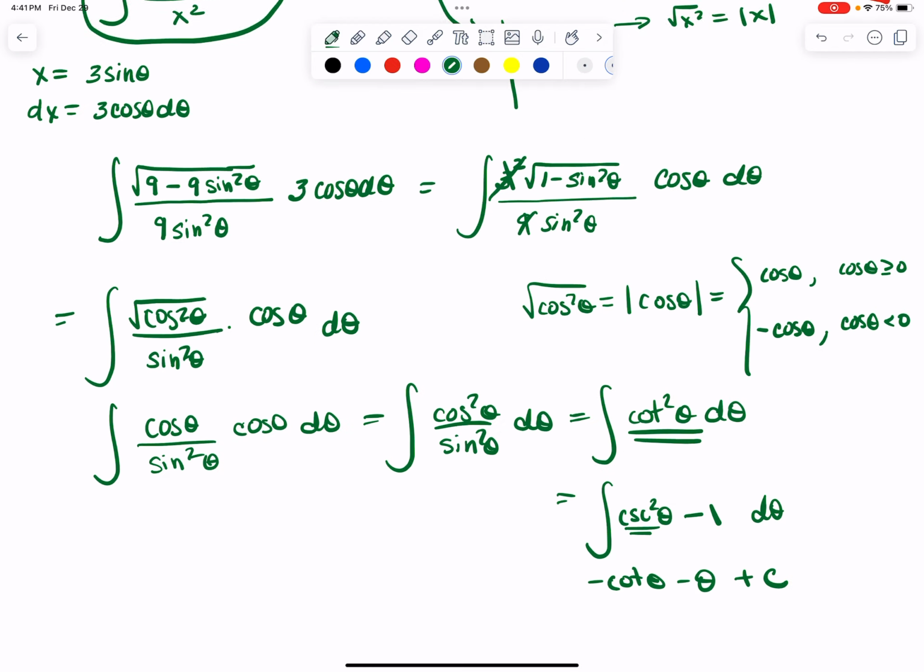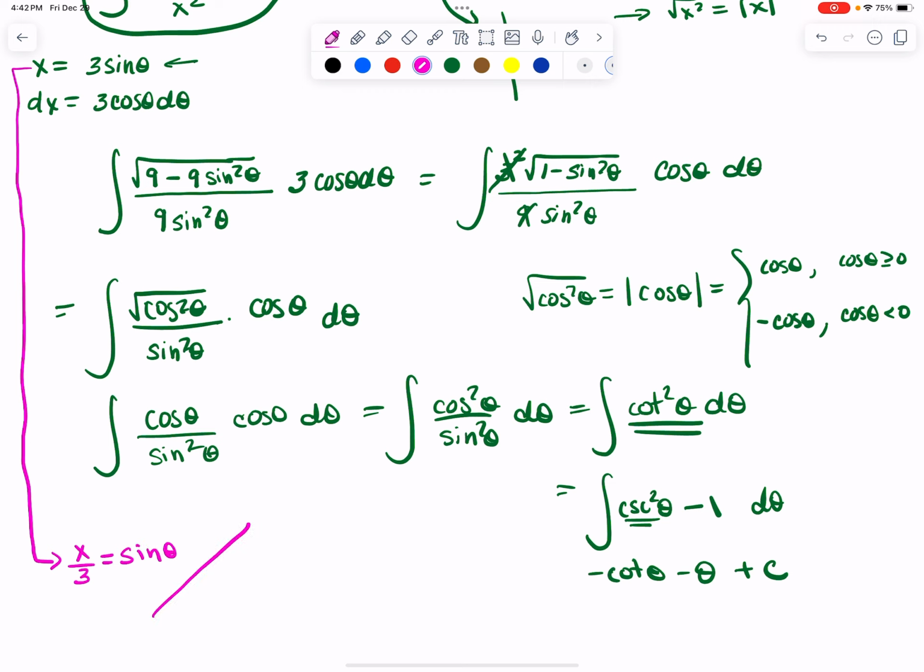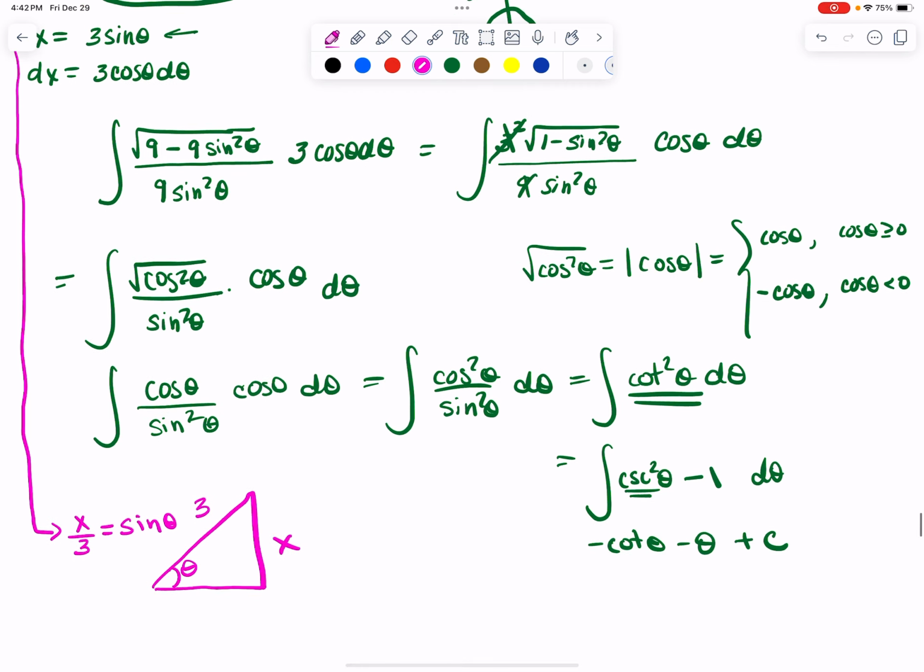Now, just like before, we never leave our answer in terms of the variable that we substituted. We always want to go back to our original variable. This is why the triangle matters. Let's switch colors for a minute and draw the triangle associated with the substitution that we made. x equals 3 sine theta is equivalent to x over 3 equals sine theta. This generates the following triangle with ratio x over 3, there's your theta, which means this side is the square root of 9 minus x squared.